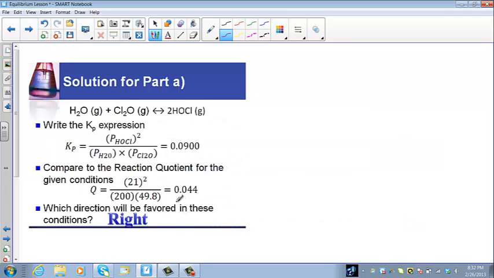So for part A, we write the expression. We've got HOCl squared over H2O times Cl2O. And they give us 0.09.